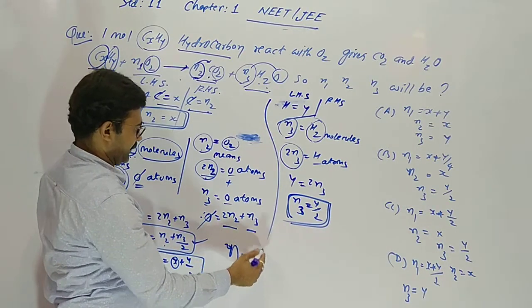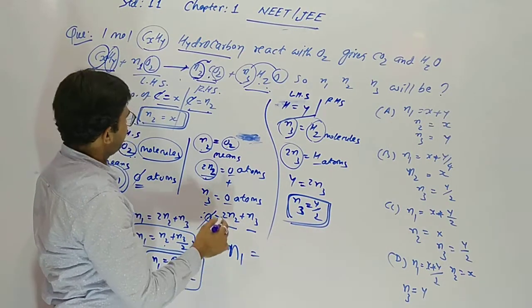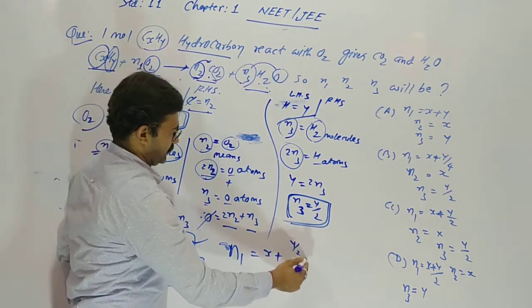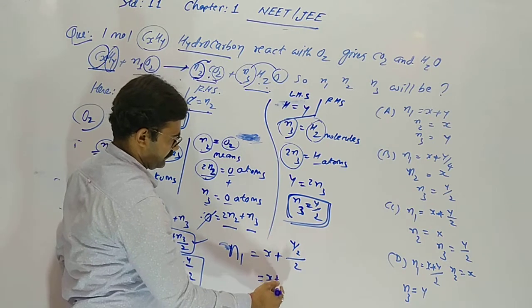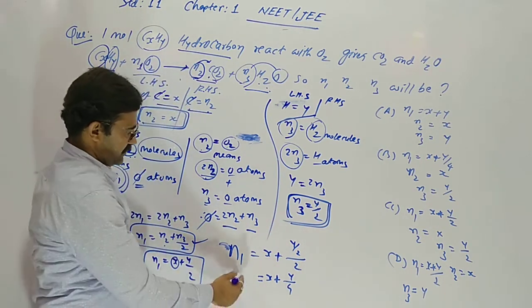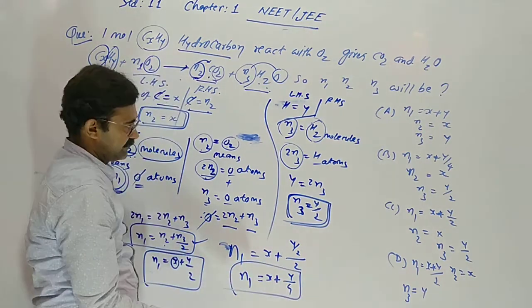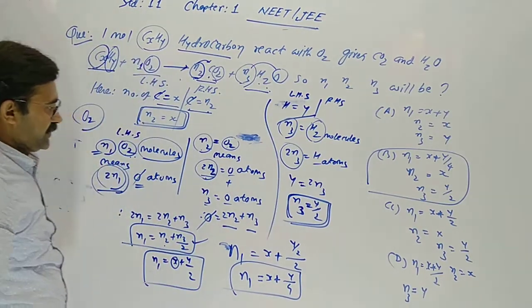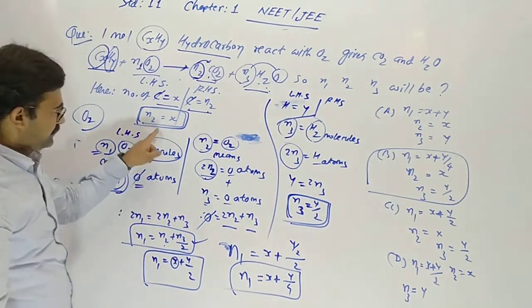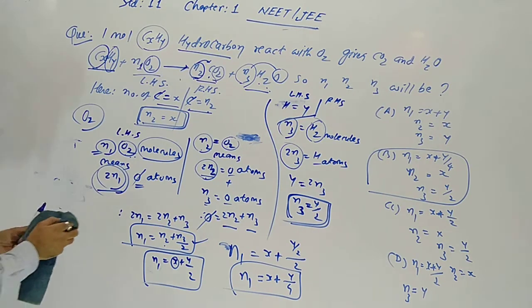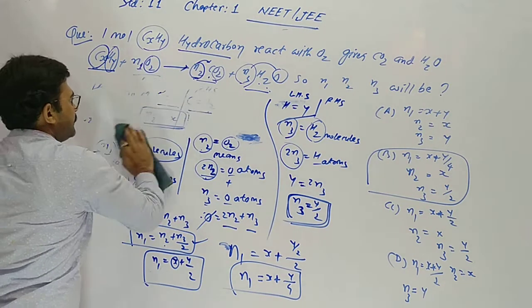For getting N1's value: N2 equals X, and N3 is Y by 2, divided by 2, so Y by 4. So this is our answer B. N1 equals X plus Y by 4, N2 equals X and N3 equals Y by 2. This is the proof.